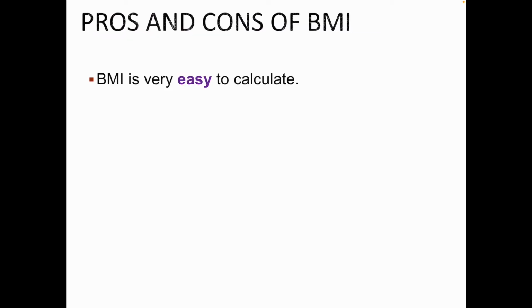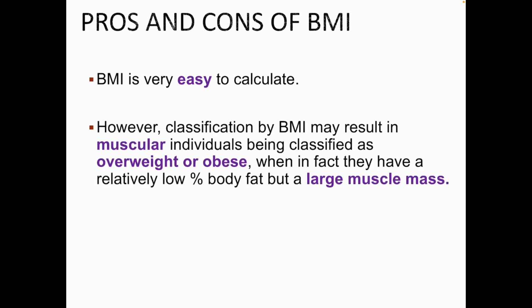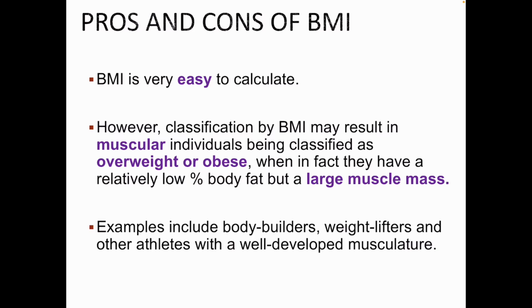BMI is very easy to calculate. You don't need a lot of complicated equipment. However, using BMI may result in people who are particularly muscular being classed as overweight or obese, even though they have a relatively low percentage body fat, but they have a large muscle mass. Examples of this include bodybuilders, weightlifters, and other athletes who have well-developed muscles.